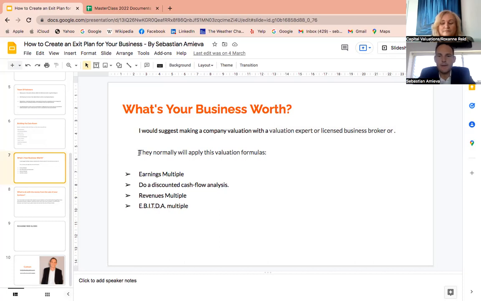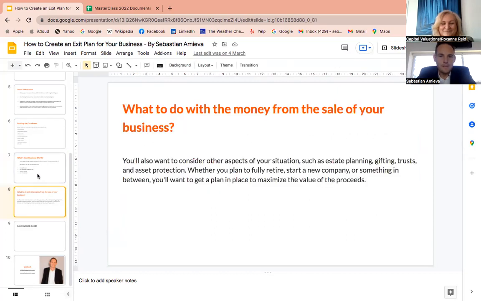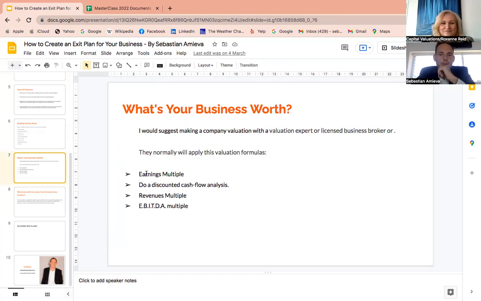But what I do normally, I apply these 4 valuation formulas, right? Earnings multiple, discounted cash flow analysis, revenues multiple, and EBITDA multiple. Guess which one is my favorite? EBITDA multiple, correct. Very easy for me, right? So those four ways of making evaluations are the easiest and the most common ones, right?